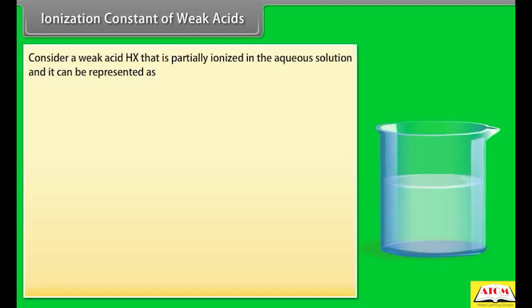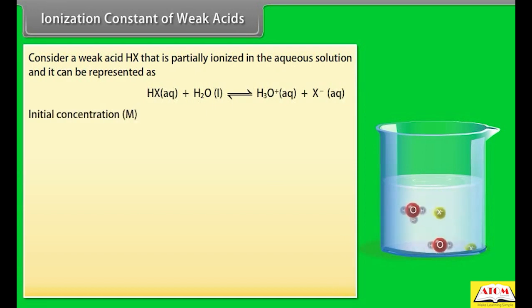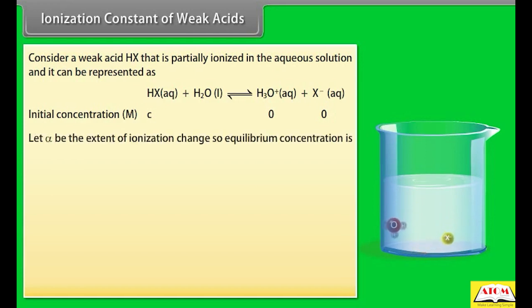Ionization constants of weak acids. Consider a weak acid HX that is partially ionized in the aqueous solution. Let the initial concentration of HX be C. Let alpha be the extent of ionization. So the equilibrium concentration of HX is C minus C alpha. The H3O plus equilibrium concentration is plus C alpha, and the X minus equilibrium concentration is plus C alpha.